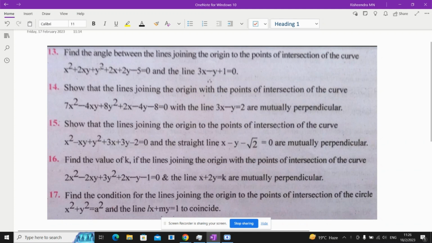Look at the question, guys. Find the angle between the lines joining the origin to the point of intersection of the curve x square plus 2xy plus y square plus 2x plus 2y minus 5 is equal to 0, and the line 3x minus y plus 1 is equal to 0.